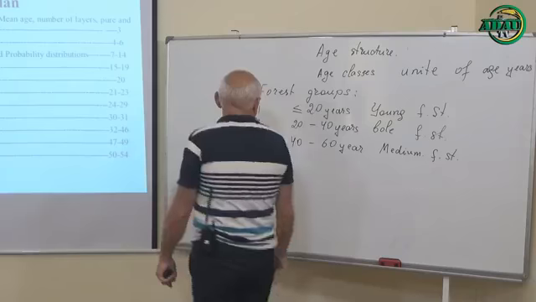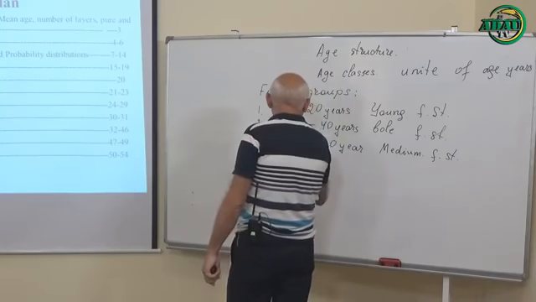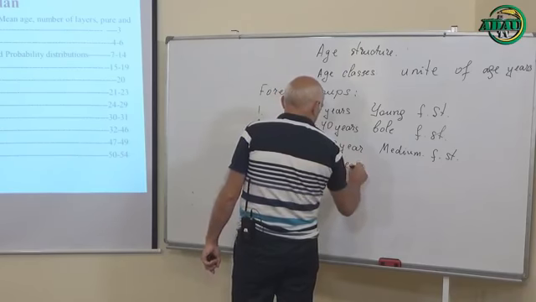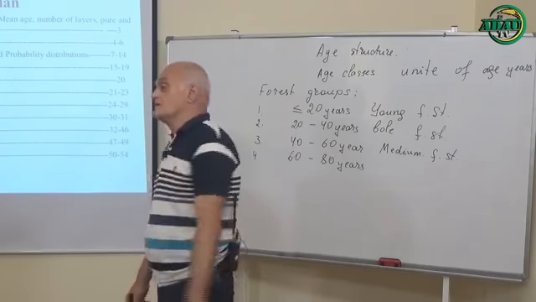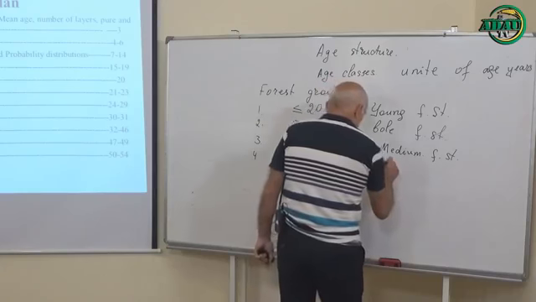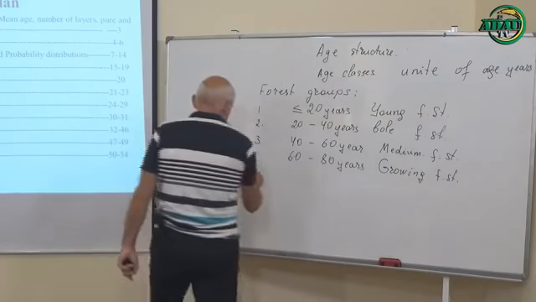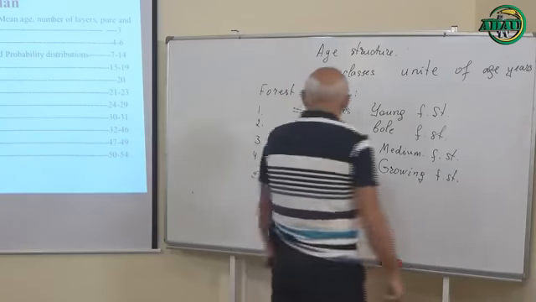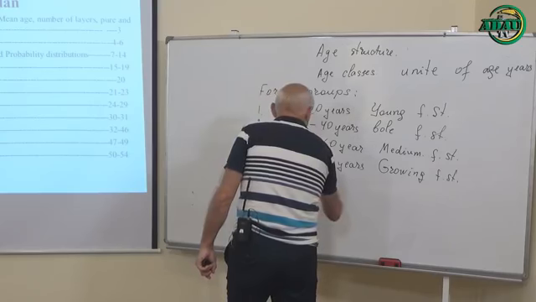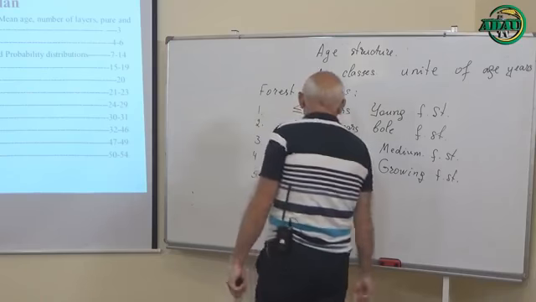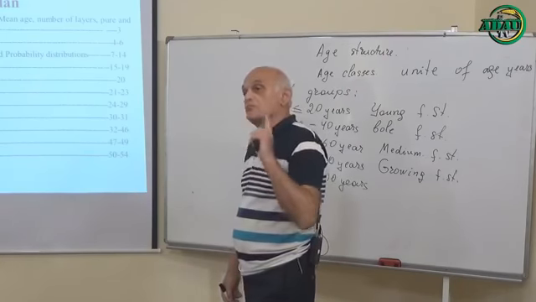Fourth, if the mean age is in the interval 60 to 80 years, then such forest stands are always named growing forest stands. Growing. Five, if the mean age is in the interval 80 to 100 years, then such a forest stand we name a mature forest stand.